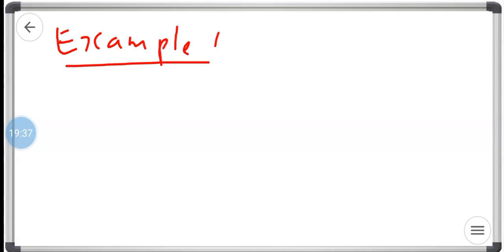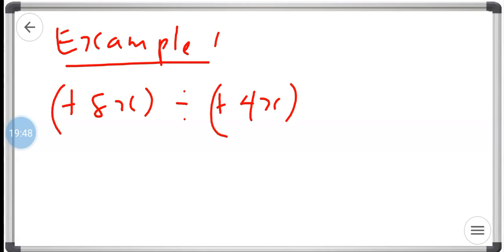Example one. Now let's look at this. Plus 8x divided by plus 4x. The first thing we can verify here is that their signs are alike. Once their signs are alike, it means our result must be positive.